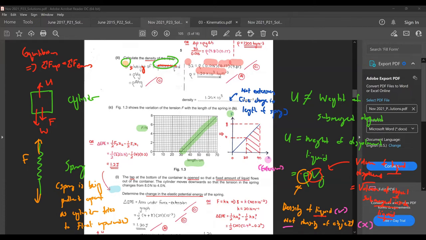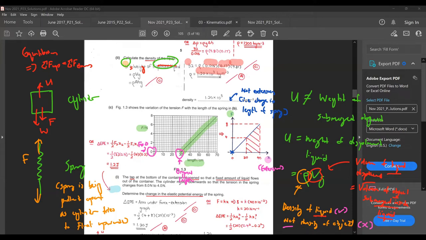Where this one will be, if you look at this one, when my force is zero, my length is 30. This is my original length. So if I want to plot a graph of force versus extension, I will normally just start from the origin, because I know that when force is zero, extension is zero. So gradually it will follow a straight line. So I just follow what I have here.